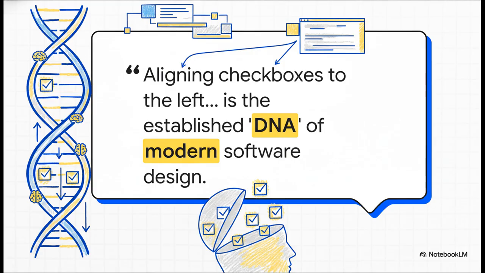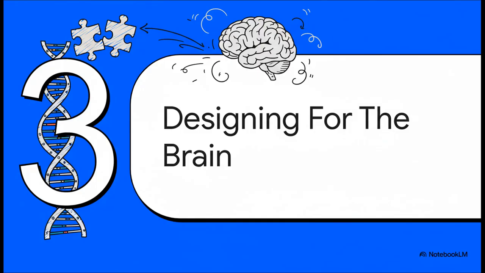So this makes one thing absolutely clear. This is not just a matter of personal preference. No way. This is something that's baked into the very DNA of how modern software is designed, and frankly, how our brains have been trained to use it. Okay, so why is it part of the DNA?